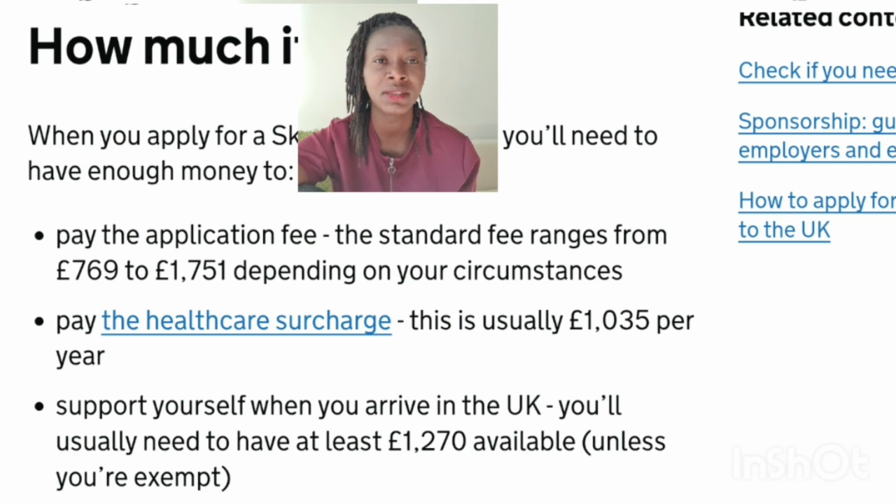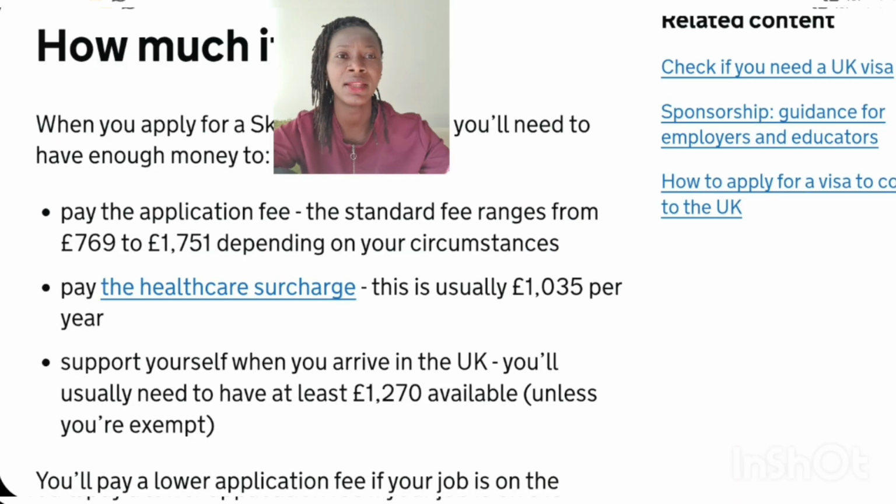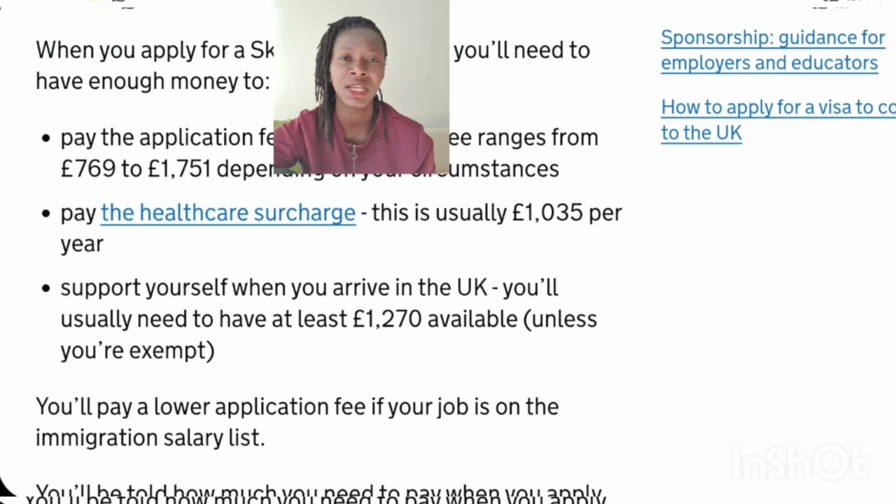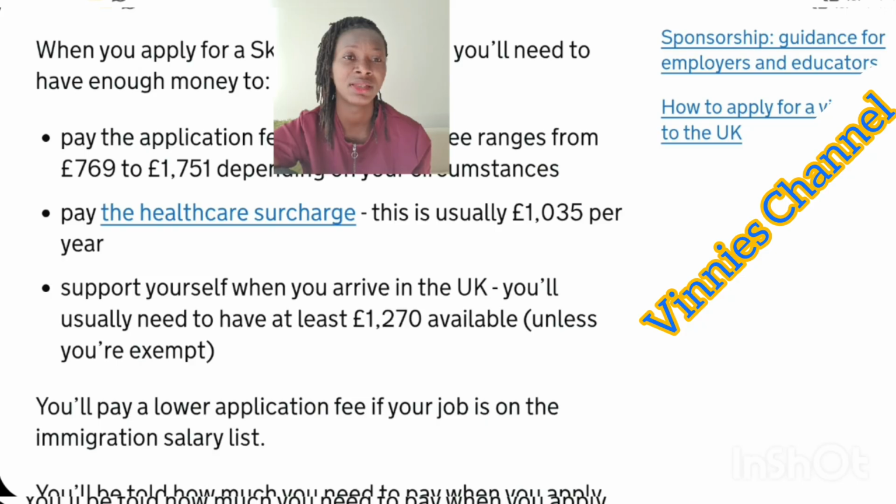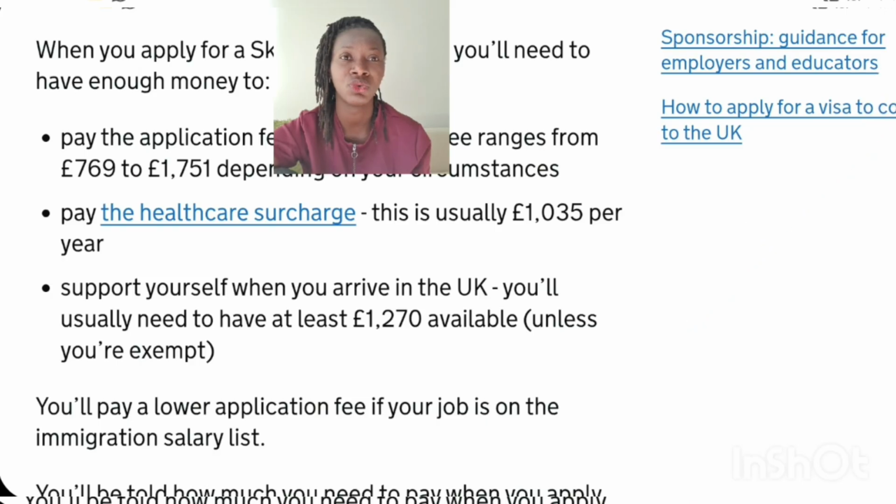But for the health surcharge, you need to multiply the amount you see here by the number of years indicated on your sponsorship letter or your job offer letter. The third thing is money to support yourself when you arrive in the UK. You would usually need to have at least £1,270 available unless you are exempt.